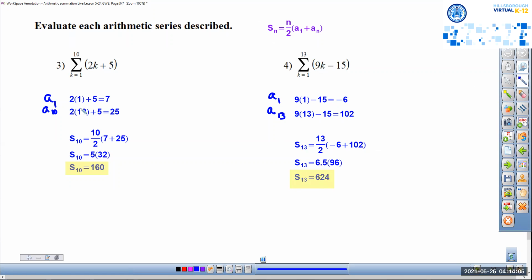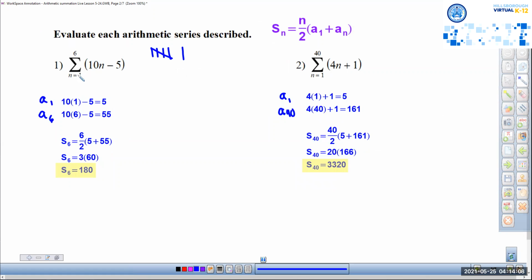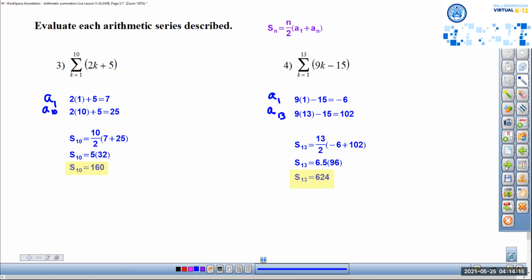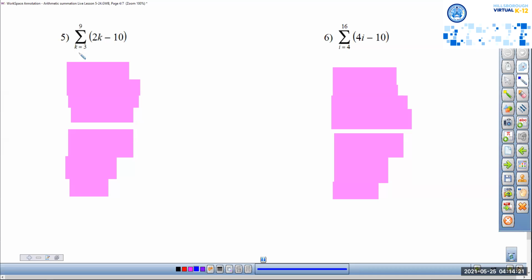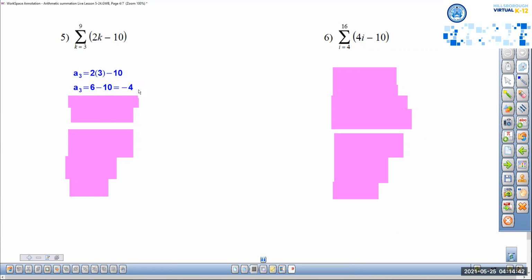So the first 4 problems, you saw that the series started at 1, ended at 6. Started at 1, ended at 40, started at 1, ended at 10, started at 1, ended at 13. Now we're going to look at when it doesn't start at 1. So your n's not going to be 9. So we're going to start with k equals 3. So a sub 3 equals 2 times 3, which is 6, and 6 minus 10 is negative 4.